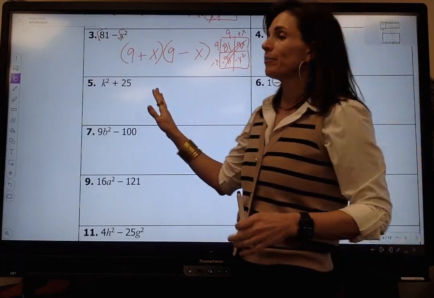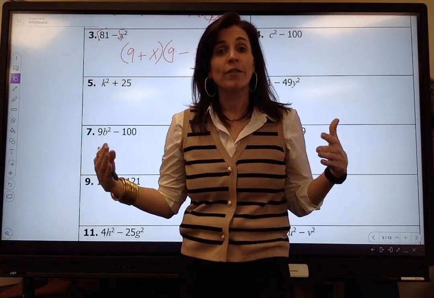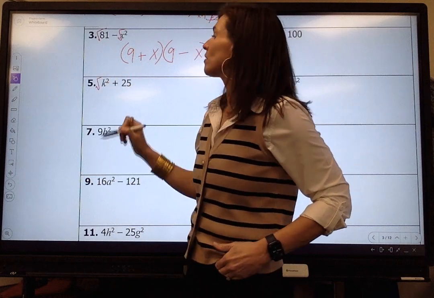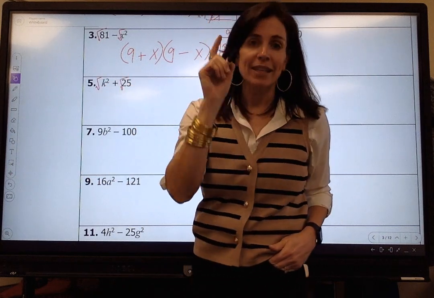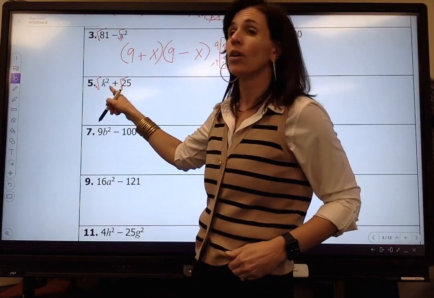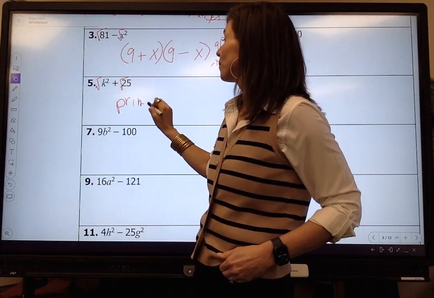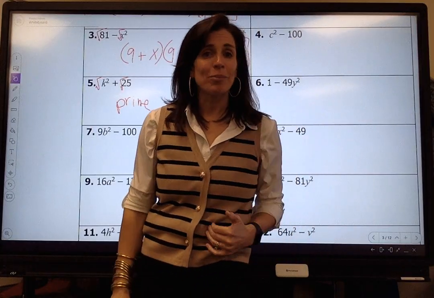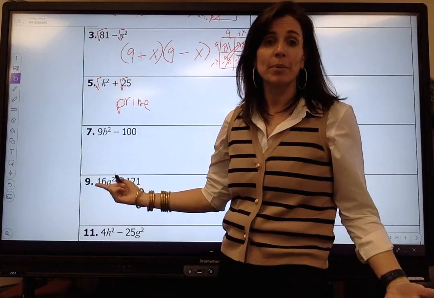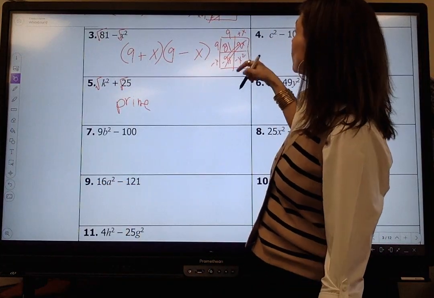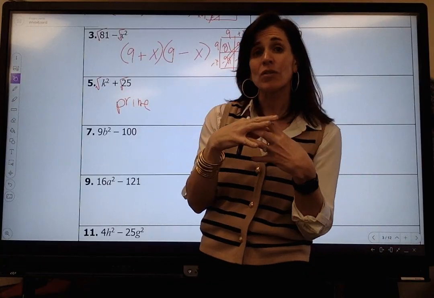Look at number 5. There's no GCF. Does it fit the pattern of a difference of squares? Can you take the square root of k squared? Yes. Can you take the square root of 25? Yes. Is that a negative? No. It is prime. There are not 2 numbers that are going to multiply together to cancel out that middle term. When you cancel out this middle term, one has to be positive and one has to be negative. That's where they get those opposites.